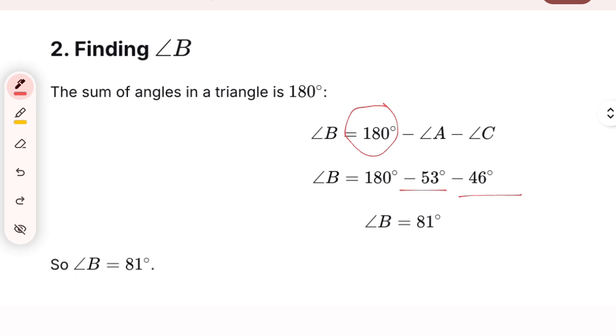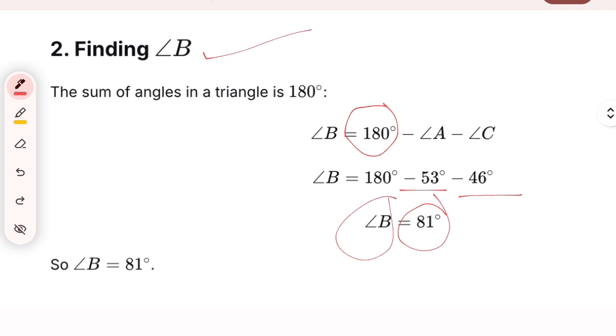and the answer for that is 81. And that 81 is angle B. Right? Because 81 plus 53 plus 46 is equal to 180, which is the sum of all interior angles of a triangle. So angle B is now solved.